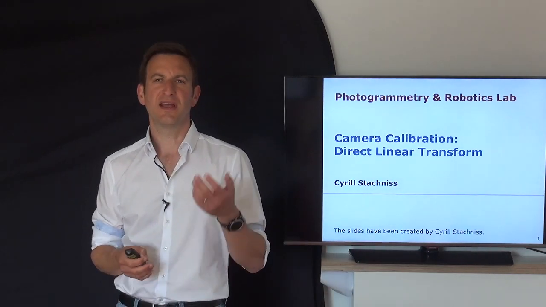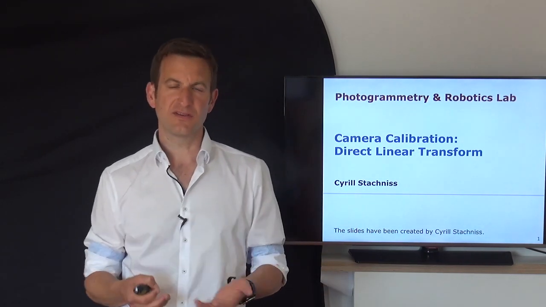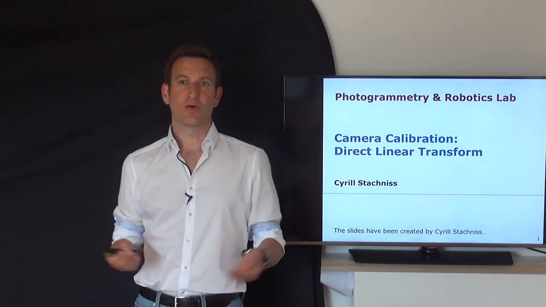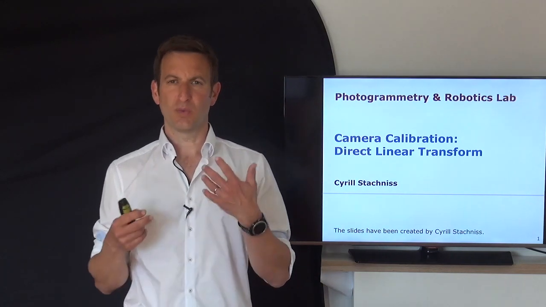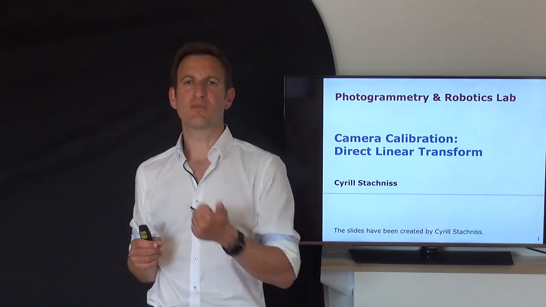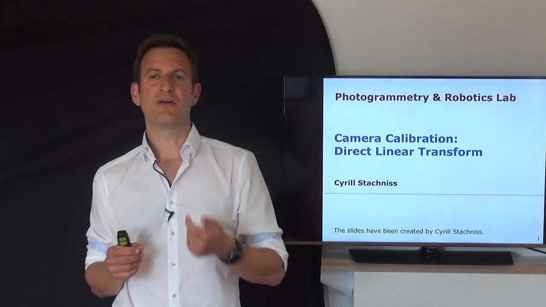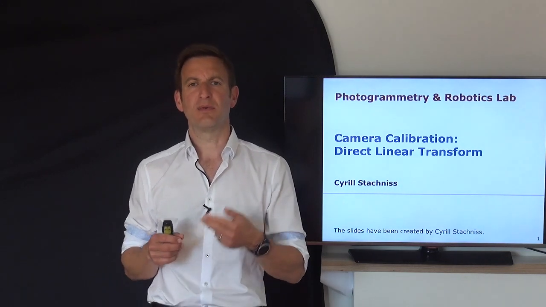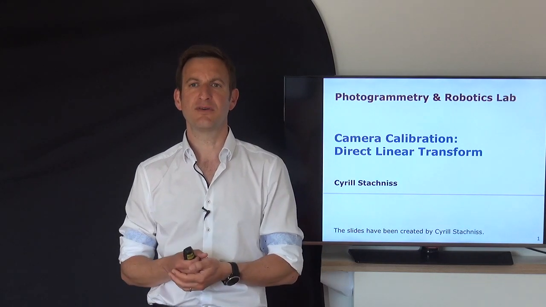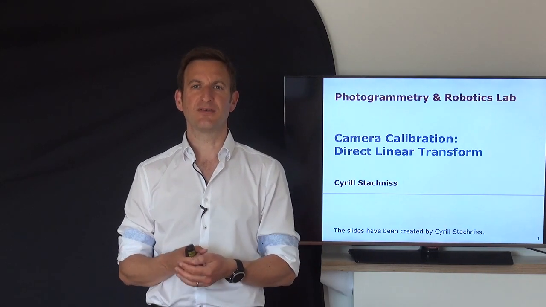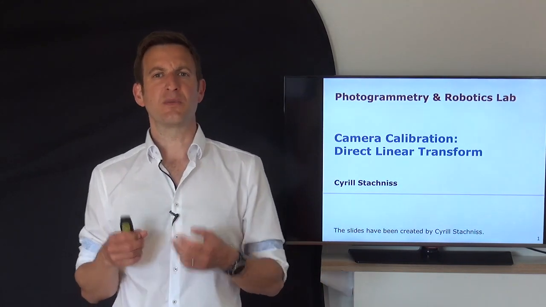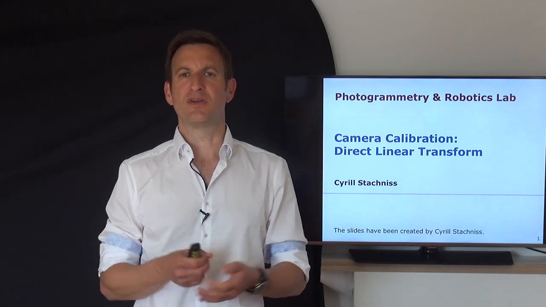So today I want to explain how we can estimate the intrinsic as well as extrinsic parameters of our camera, which is called the so-called direct linear transform. What we want to do is estimate the five intrinsic parameters: the camera constant, the offset in x and y of the principal point, potential shear, as well as the scale difference. Those five intrinsic parameters, which are elements of the calibration matrix, we want to estimate, as well as the location of the camera, under the assumption that we know a certain number of fixed points in the environment.